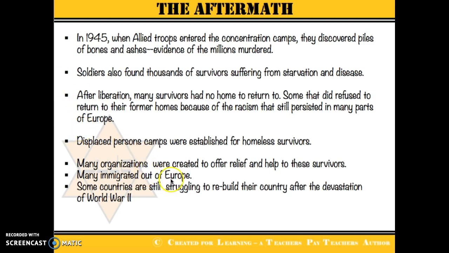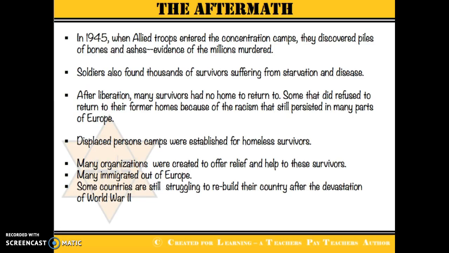There were many displaced persons, and different camps were set up for these homeless survivors. Okay, and many organizations were created to offer relief and help to these survivors. Many immigrated out of Europe, and some countries are still struggling to rebuild their country after the devastation of World War II.